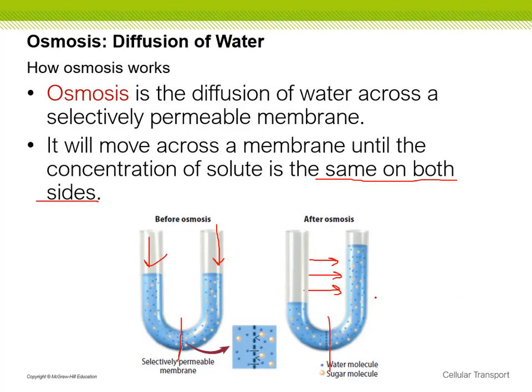So osmosis is the diffusion of water. And that is typically a passive form of diffusion. It is typically passive.